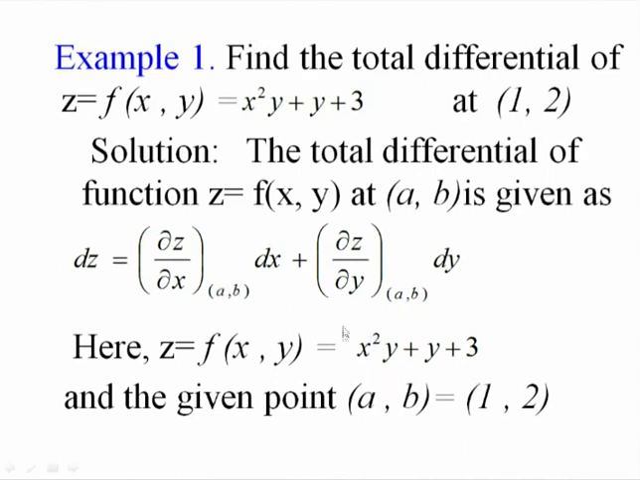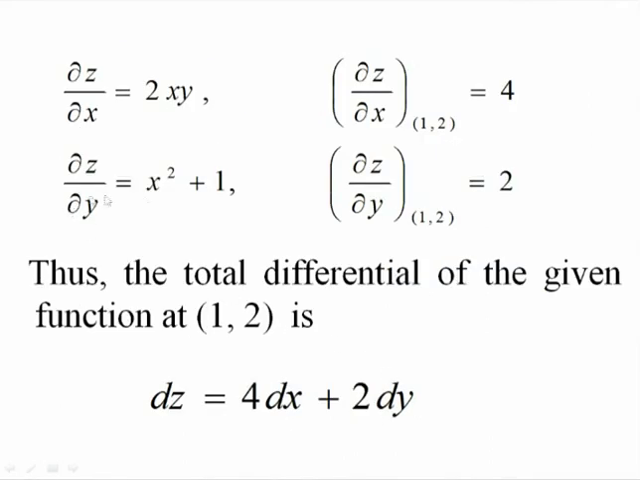Now we find del z by del y at the point 1, 2. So the function is x square y plus 3. Differentiating this partially with respect to y, x square is constant, partial differentiation of y with respect to y is 1, and of 3 is 0, so x square is the partial derivative of z with respect to y. Now we substitute x is equal to 1, so del z by del y at the point 1, 2 is equal to 1.